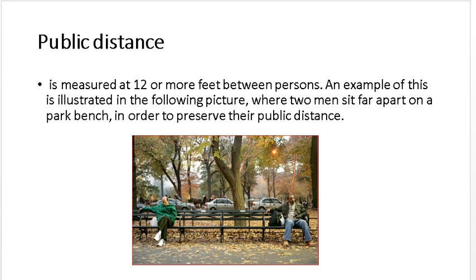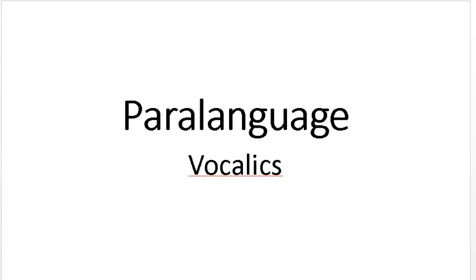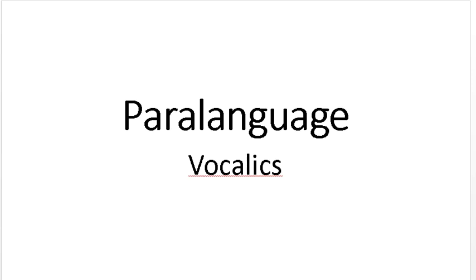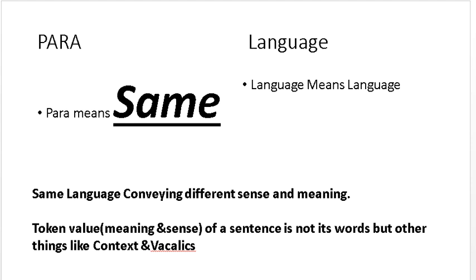So this was about proxemics, which is space language, how distance communicates. Now let's move on to the second part of our lecture today, and that is about paralanguage, which is also called vocalics. There's no real difference between paralanguage and vocalics, but somehow we can talk about context and speech quality. Speech quality particularly leads towards vocalics, and context comes under paralanguage. So what is paralanguage basically?